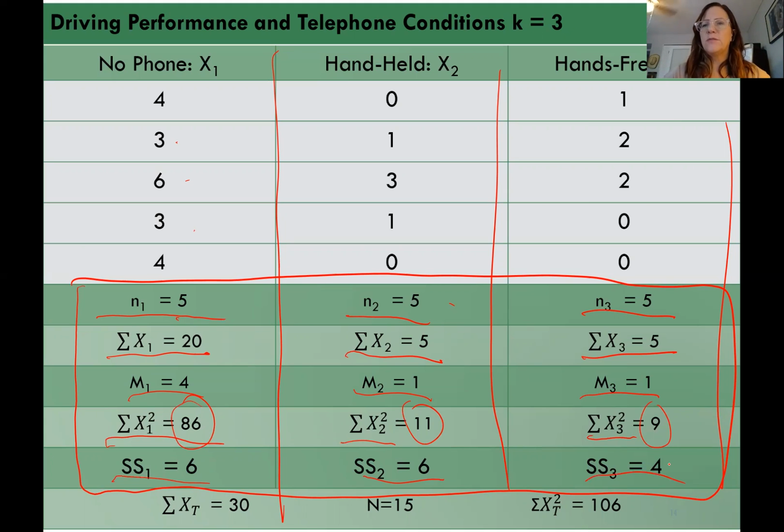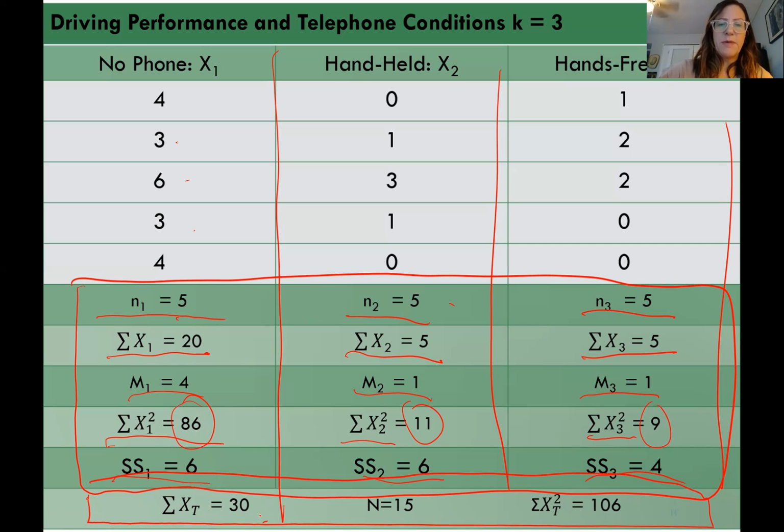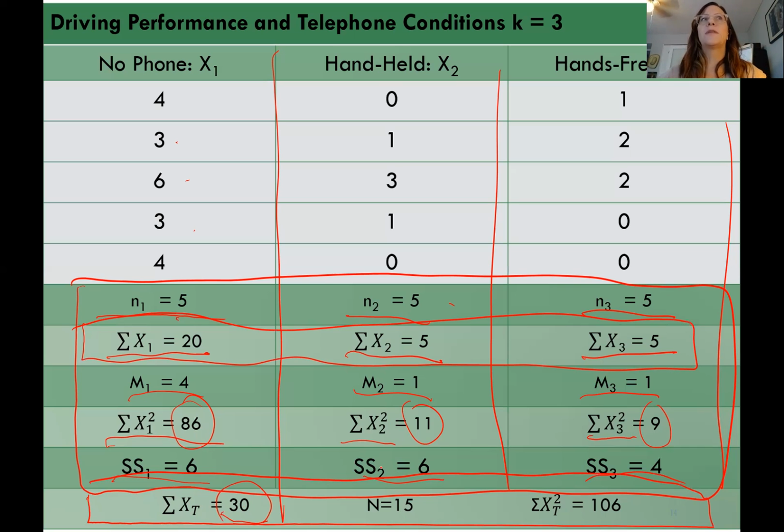Once we get all these basic calculations, we can start working on our combined information. That's where this little bottom legend comes in handy. So I have my sum of X total. Basically, I take the sum of X for each of the groups and add them up. So 20 plus 5 plus 5 is 30. My total sample size, or total number of participants, is 15. So 5 plus 5 plus 5 is 15.